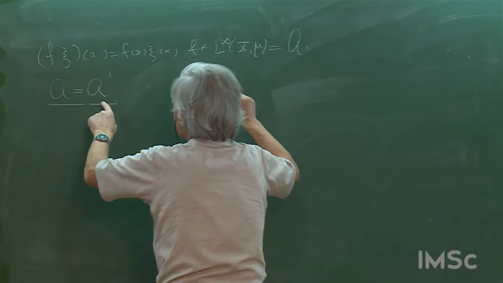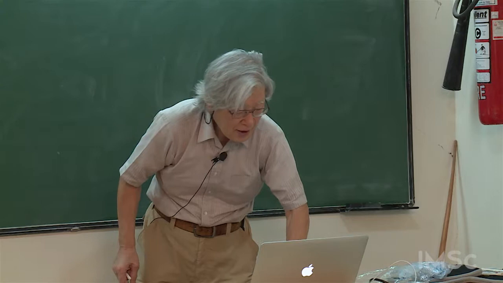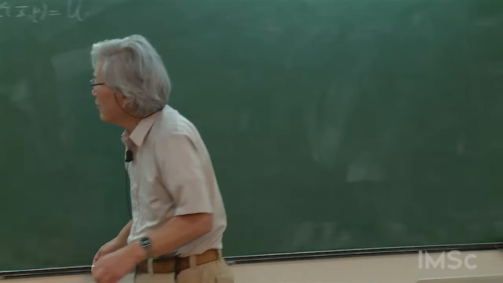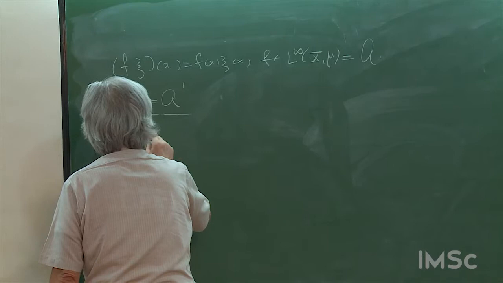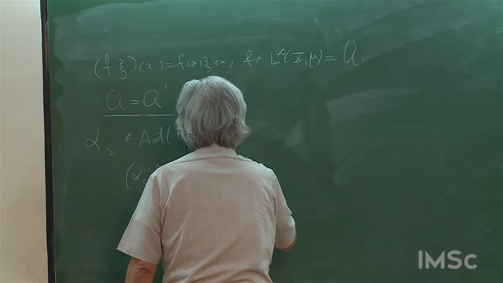Okay. At any rate, now, oh yes, I have to say alpha_S is an automorphism of A. How? Alpha_S acting on F is F of T_S inverse of x.